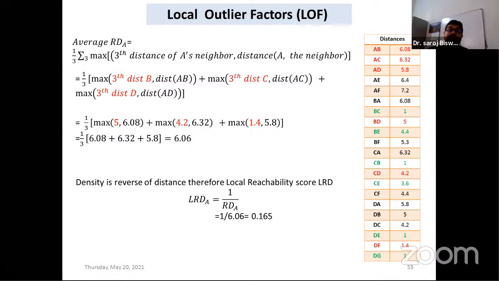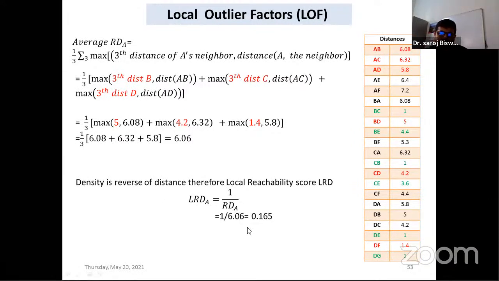So till now we got the distance, but you try to understand LOF is based on a density based measure. So here I have written the line, density is the reverse of distance. Now our objective is to find the local reachability score, that is called LRDA. This LRDA is the inverse of average reachability distance. So if the distance is more, then automatically density is less. That's a simple concept. So LRDA equals 1 by RDA.